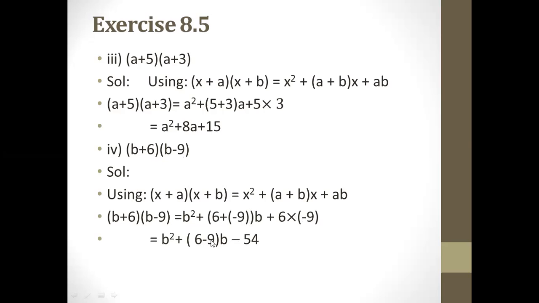Look, 6 minus 9 b, and 6 nines are 54, plus minus, because plus multiplied with minus gives the opposite sign, minus, and the same sign multiplied gives plus. So 6 times minus 9 is minus 54. So b square minus 3b minus 54 is the required answer. So this is the first formula which we use, and you memorize this formula. With the help of the formula we solve all questions. So no homework from question number 1.